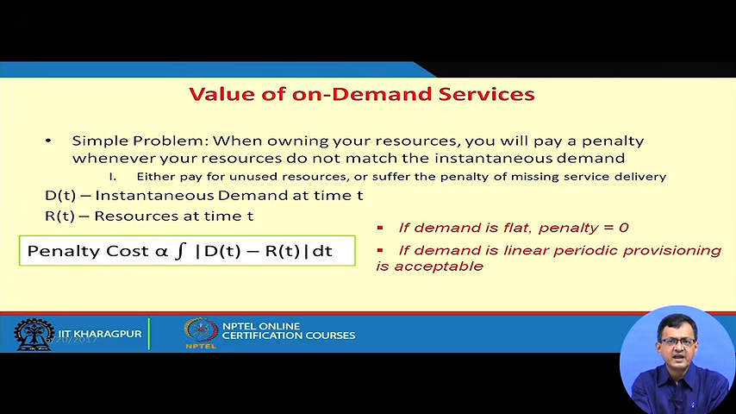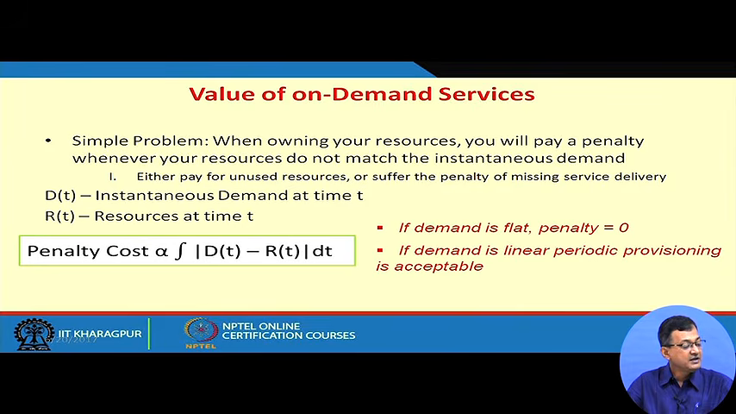Another aspect we will just quickly see is the value of on-demand services. So, a simple problem: when owning your own resources, you pay the penalty whenever the resources do not match the instantaneous demand. Suppose I have 100 resources and I pay the penalty when they are underutilized. Suppose they are utilized at 80%, 70%, then I pay the penalty for the rest, the 10, 20, 30 units. Either you pay for unused resources or suffer the penalty of missing service delivery. If the demand is higher, then I am not able to service it.